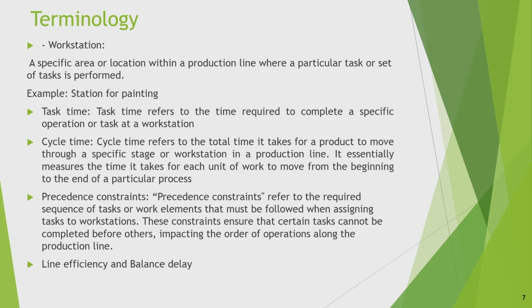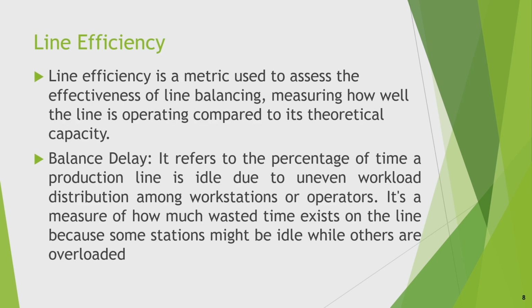And then there are terms called line efficiency and balance delay. What is line efficiency? Line efficiency is a metric used to assess the effectiveness of line balancing. If your line efficiency is 100%, nothing like it. It measures how well the line is operating compared to its theoretical capacity. Balance delay refers to the percentage of time a production line is idle due to uneven workload distribution among workstations or operators. It is a measure of how much wasted time exists on the line because some stations might be idle while others are overloaded. So that is balance delay.